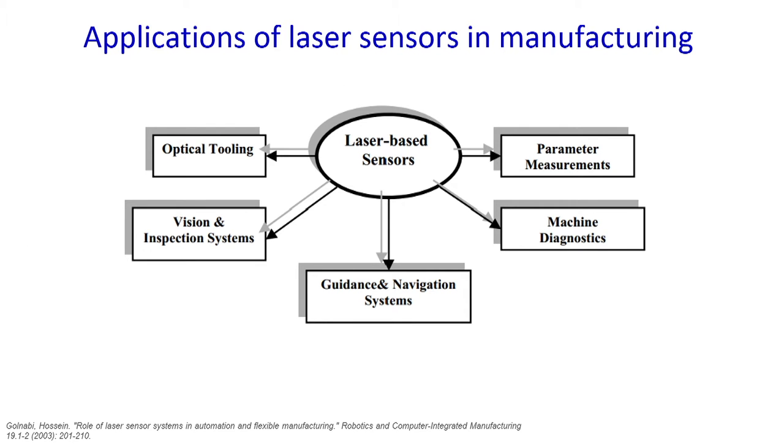So on your screen you can see a variety of applications of lasers in manufacturing. These laser based sensors can be applied for optical tooling, then vision and inspection systems, guidance and navigation systems, parameter measurement, and machine diagnostics. So we will see these items one by one in our next few slides.